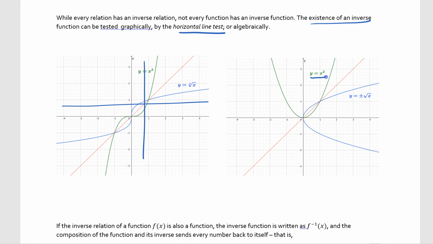Whereas over here, for y equals x squared, that is a function because it passes the vertical line test. This thing here is not a function because it fails the vertical line test. Failure on the horizontal line test means that we do the horizontal line on the original function. So on this original function, if I draw a horizontal line and it cuts more than once, then my inverse function is going to have a vertical line which cuts more than once.